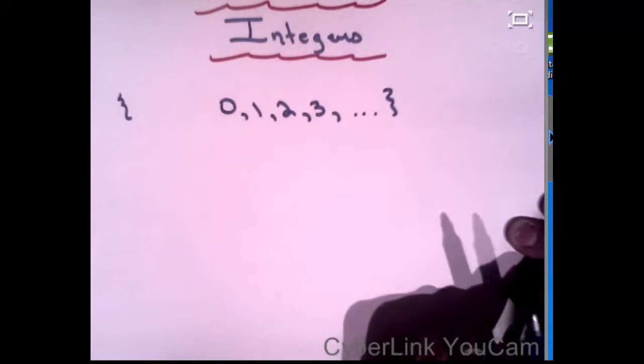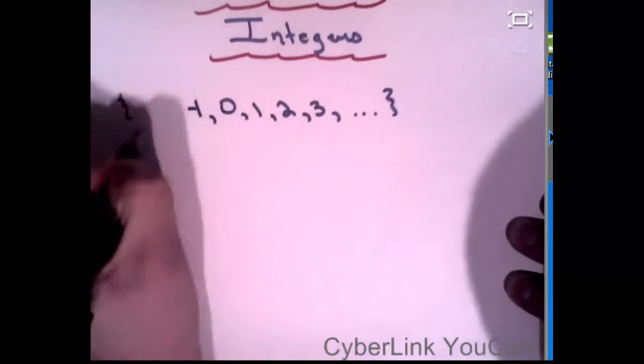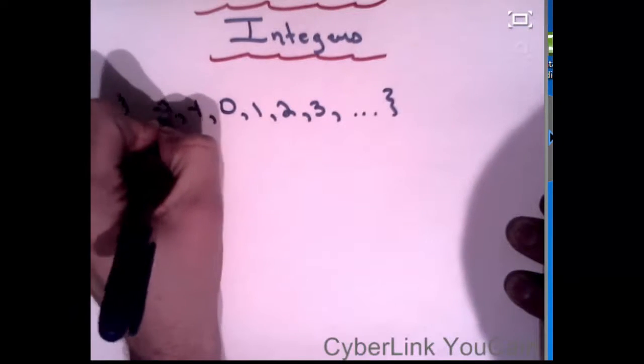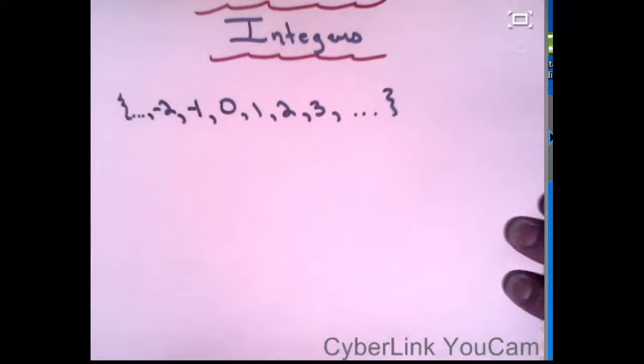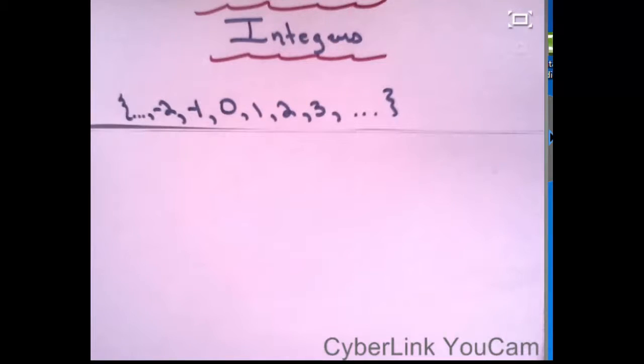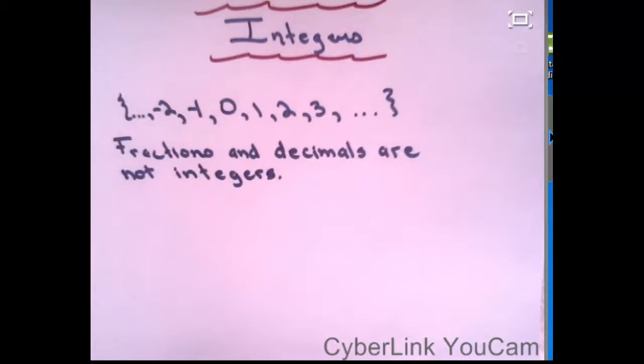We can also go the other way. We can have negative integers. So we can have -1, -2, and so forth. Okay, you would keep going negative. Here's some numbers that are not integers. So fractions or decimals. Fractions and decimals are not integers.